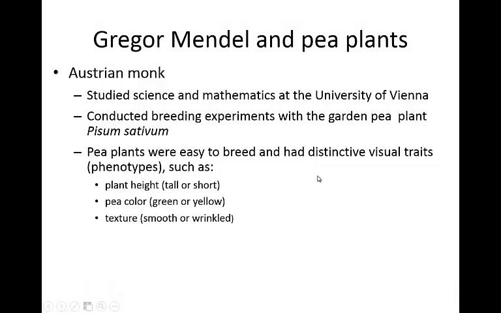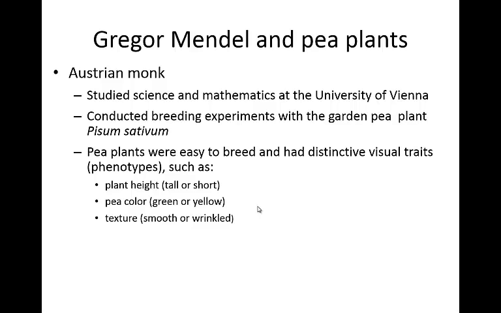Okay, so you can't really talk about genetics without talking about the father of genetics, and that is Gregor Mendel. He did a lot of work with pea plants. He was an Austrian monk. He studied science and mathematics at the University of Vienna, and he conducted a whole bunch of breeding experiments. The reason why he picked pea plants was because they were easy to breed.